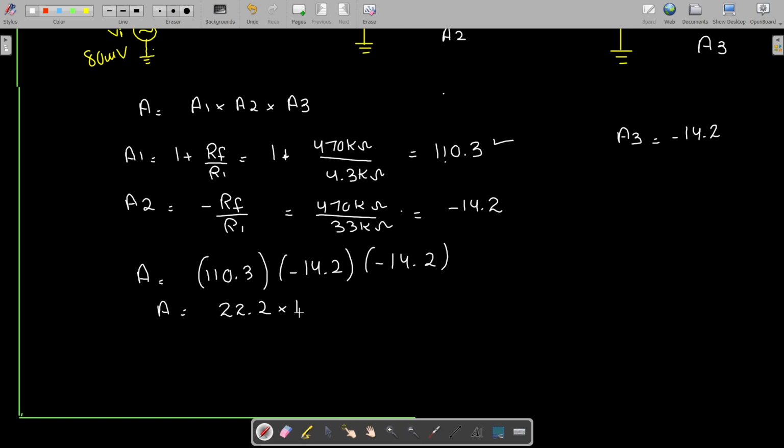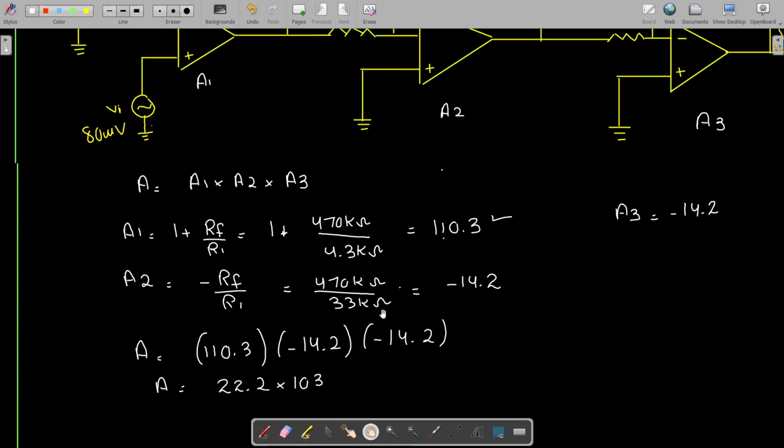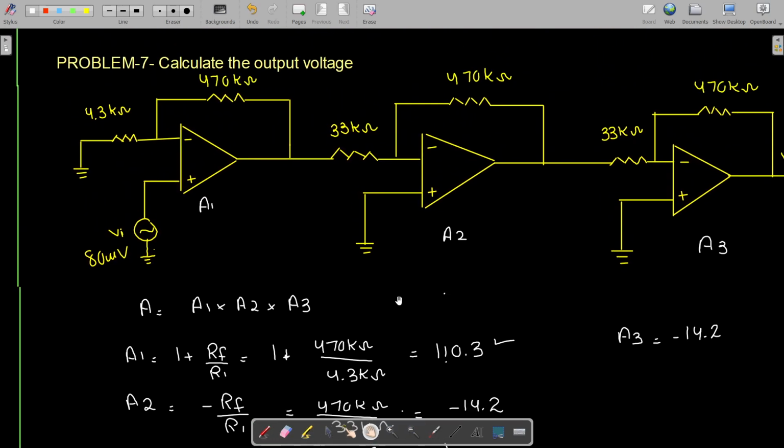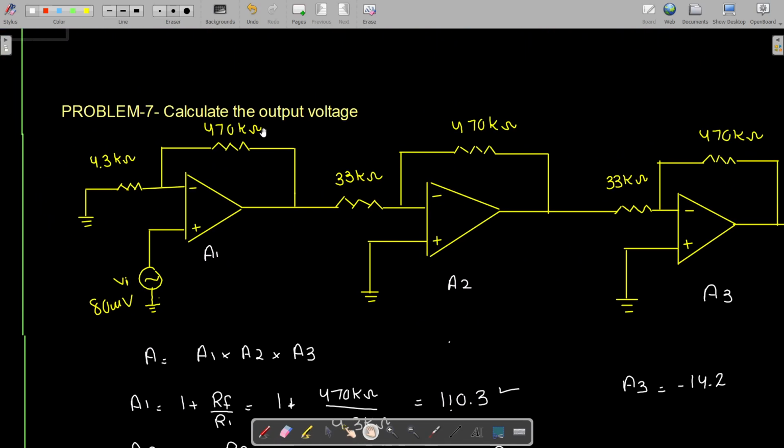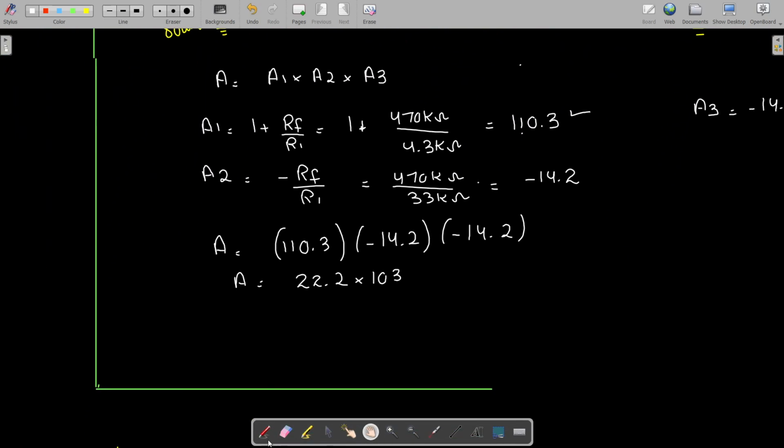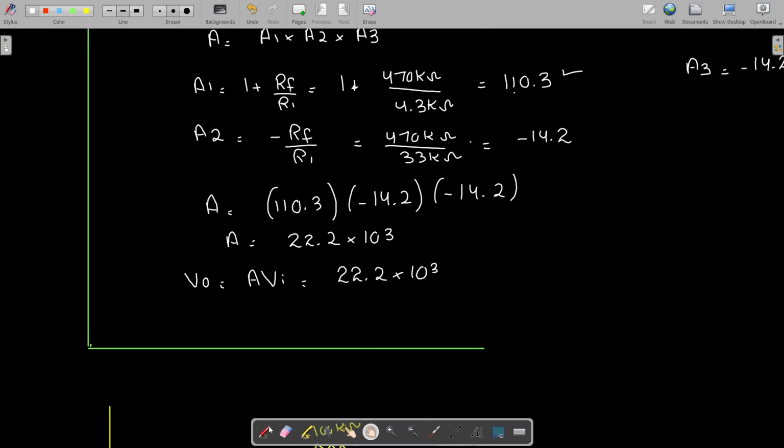This comes out to be 22.2 multiplied by 10 raised to power 3. So this is the overall gain of this circuit. Now we need to find the output voltage, and the input voltage is given, which is 80 microvolts. So output voltage is gain multiplied by the input voltage. Gain is 22.2 multiplied by 10 raised to power 3, and the input voltage is 80 microvolts. So you multiply these two and you are going to get the output voltage, which comes out to be 1.78 volts.